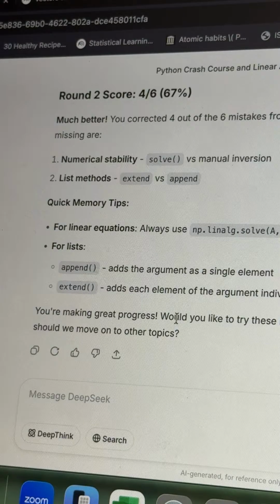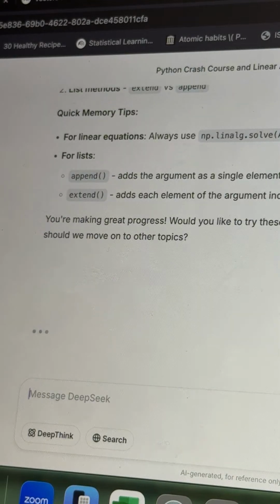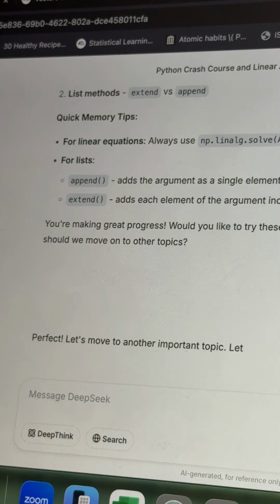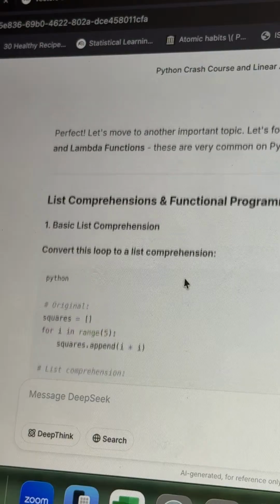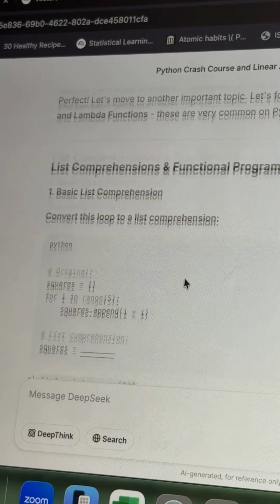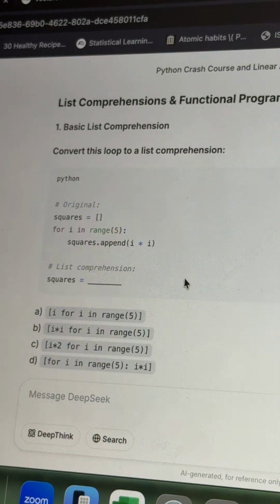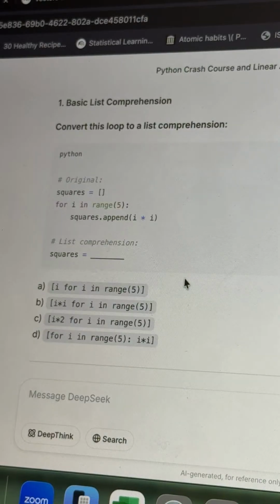So you're making great project progress. Would you like to try these last two questions one more time, or should we move on to another topic? Let's do another topic. Ignore my spelling. So, convert this loop to a list comprehension. All right, these are basic list comprehensions.